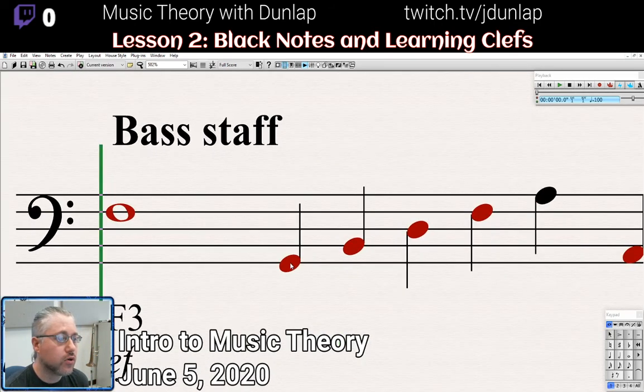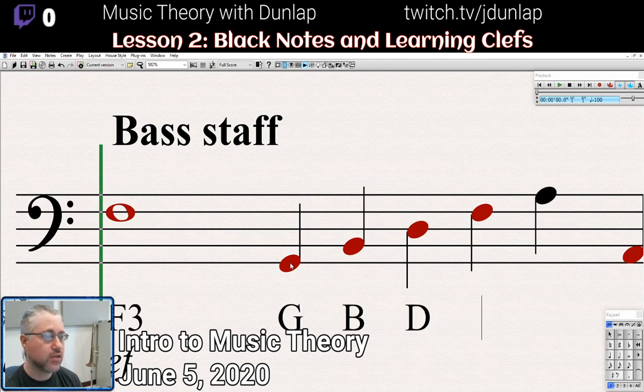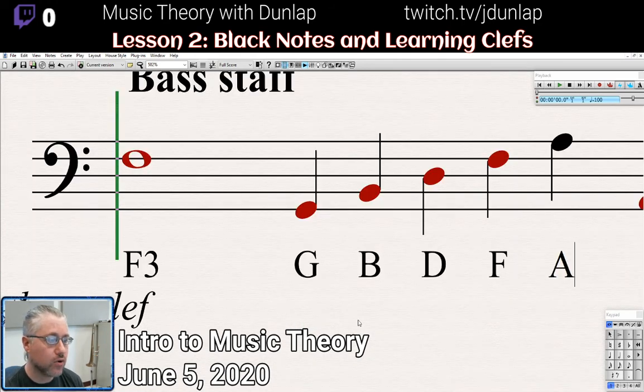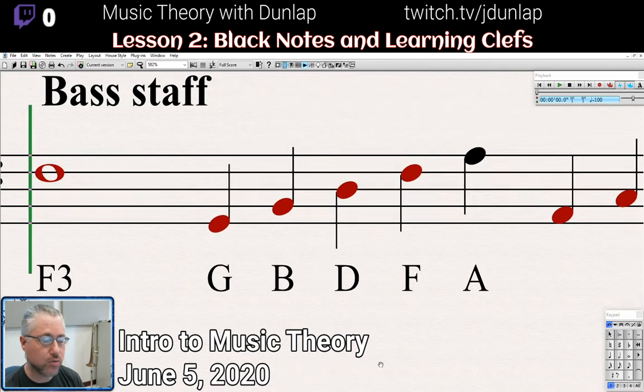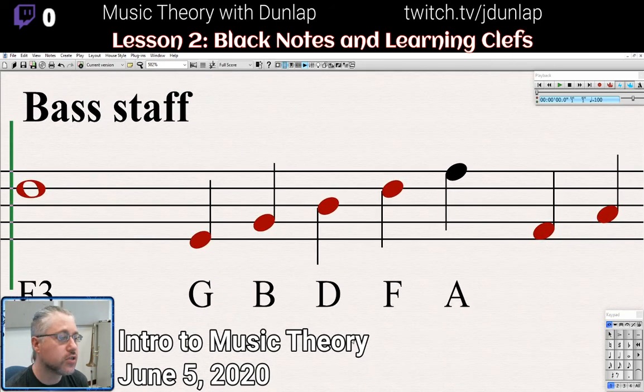So we're going to do the same thing we did last lesson with the treble clef. I'm just going to name notes for you. This is G, B, D, F, A. What I want you to notice is, just like with the treble clef, because we follow the same rules, we're going to be skipping notes in our alphabet in order to say what the lines are. So we're skipping A, G, A, B, C, D, E, F, G, A. So G, B, D, F, A.